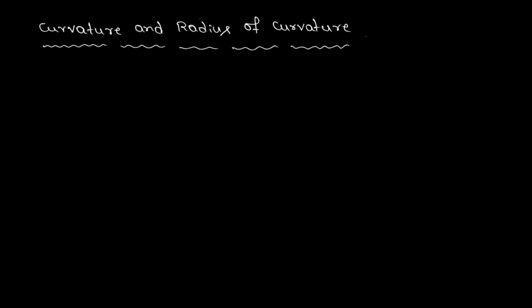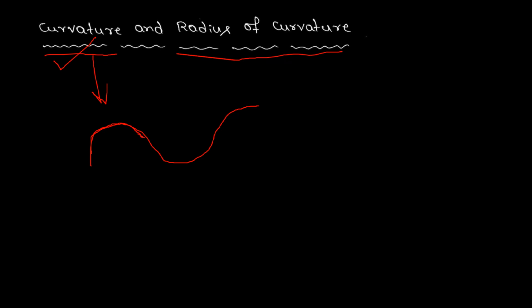Today let us study curvature and radius of curvature. What do we mean by curvature? Suppose you have a curve, then the curvature is nothing but the amount of bending. You can see a bend here. The amount of bending is nothing but your curvature of that curve at that point. So curvature is the amount of bending of a curve.